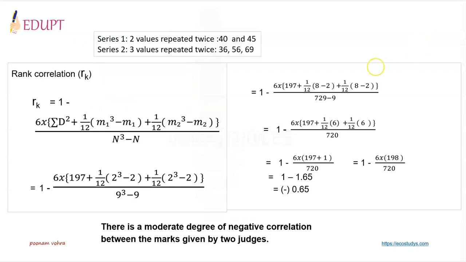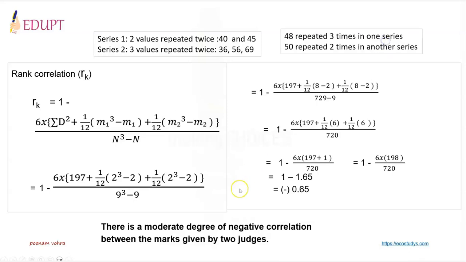And there is one more aspect that you must be clear with. For example, in any one series, say 48 is repeated not twice but 3 times. In that case, you will write instead of 2 cube, it will be 3 cube, simply because that value is repeated 3 times. And in the second series, suppose 50 is repeated 2 times, then you will write 2 cube minus 2, because in the second series, one value is repeating 2 times. So one has to be very careful about these two aspects.